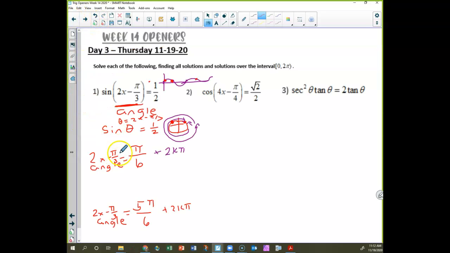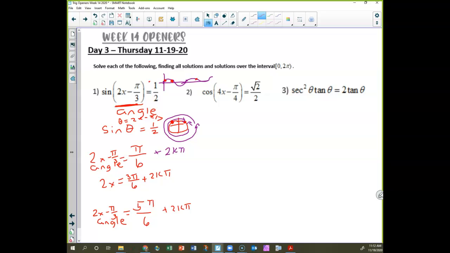So I'm going to add pi over 3 to both sides, or 2 pi over 6. I do have to deal with common denominators. So 2x is 3 pi over 6. I know that's pi over 2, but I want to make sure we understand where that's coming from. Plus 2k pi. And then my job is to solve for x.